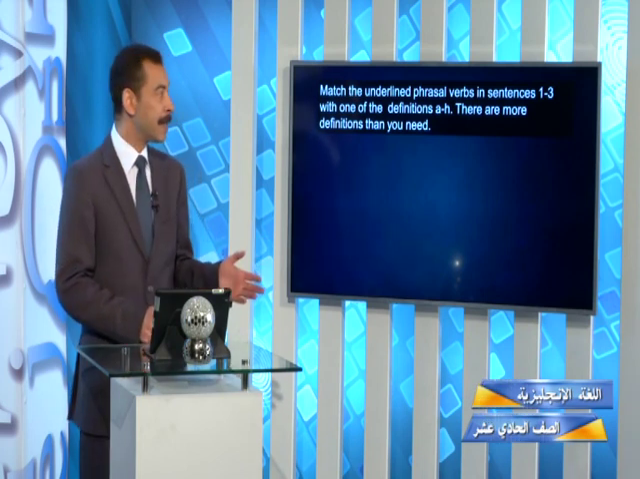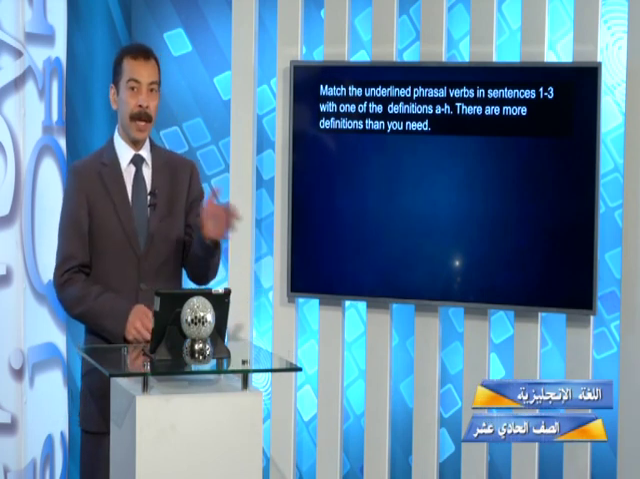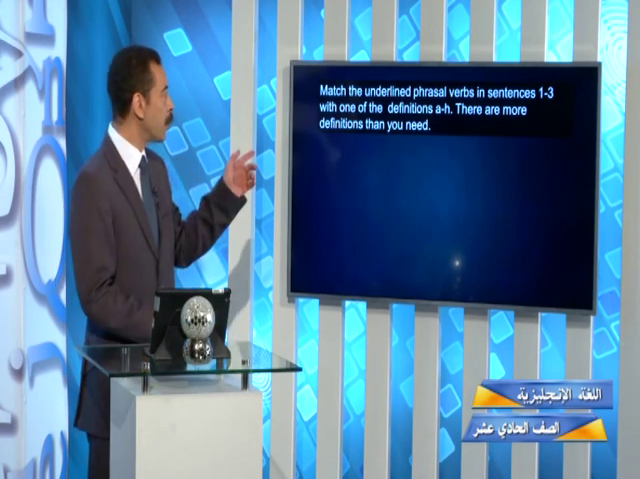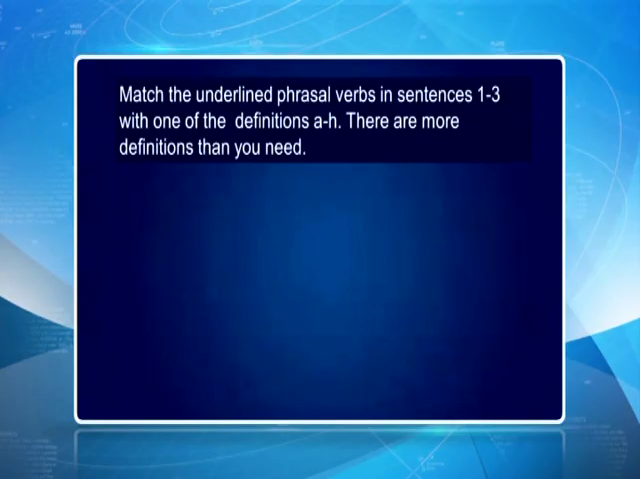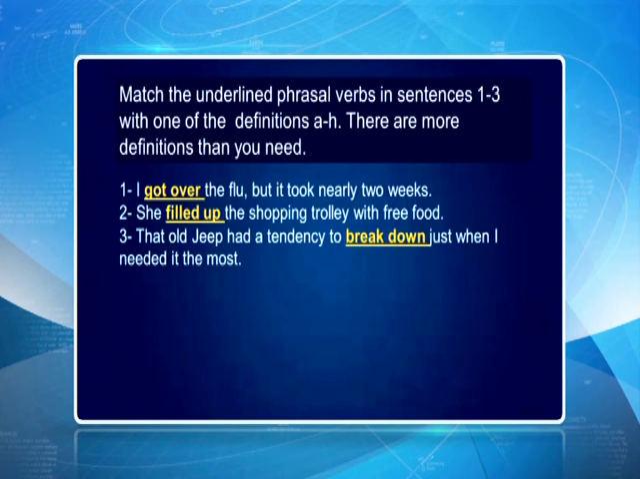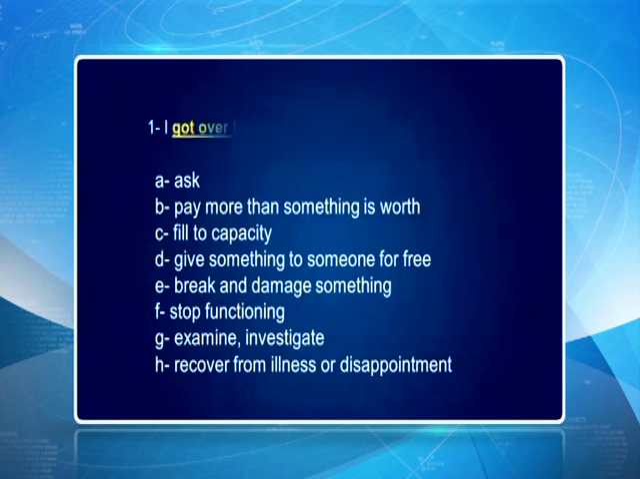Now, phrasal verbs, that is verbs with particles. Now, we are going to read sentences and match the phrasal verbs 1 and 3 with the definitions. We have many definitions for you to choose which one fits each phrasal verb. Our sentences are 1, 2, and 3, and we're going to see each one in isolation. Now, number 1 says, "I got over the flu, but it took nearly 2 weeks."